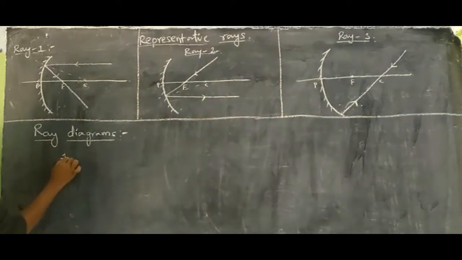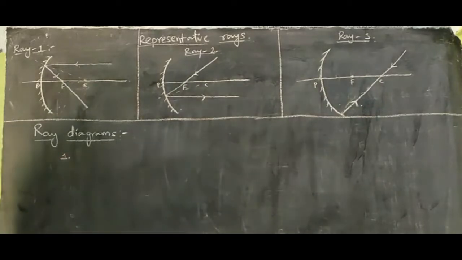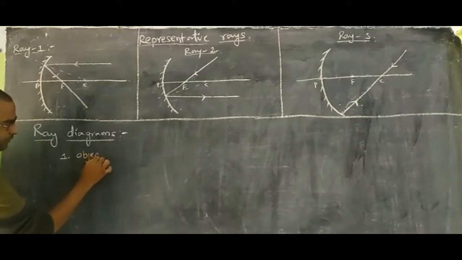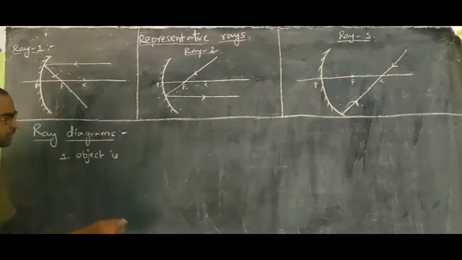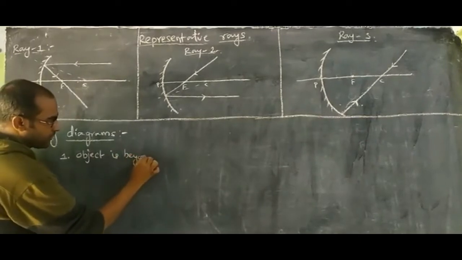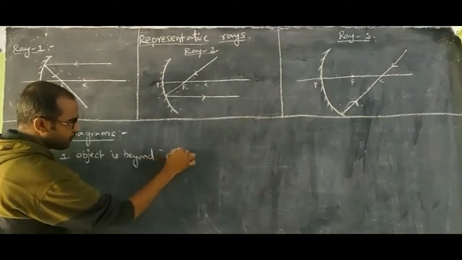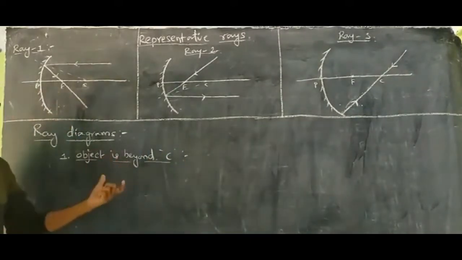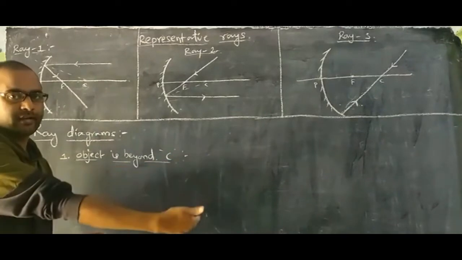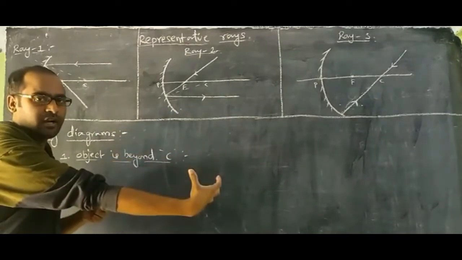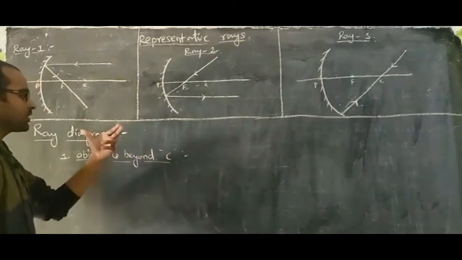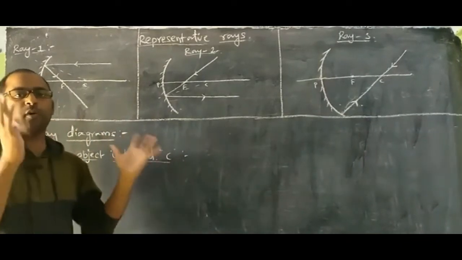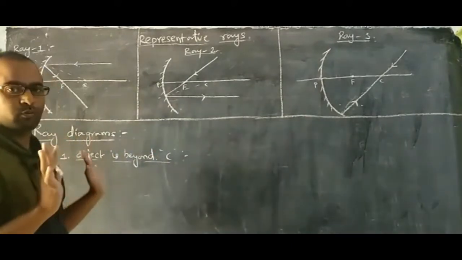Let us see the first case, the first scenario, when the object is beyond the center of curvature, beyond C. Beyond means just behind. Center of curvature ki venakala, object unnappudu image ekkada form avutundi, elanti image form aitundi? That is what we should know now.